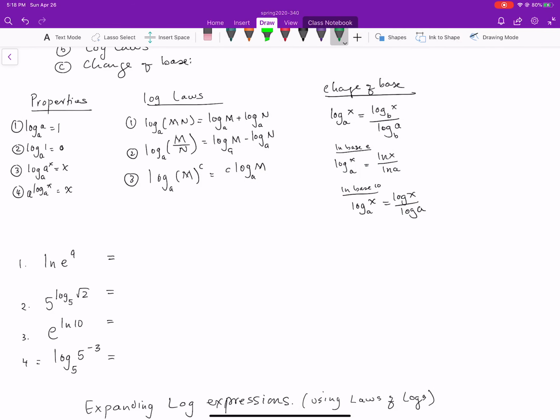ln e raised to the 9, the base is e, so the answer is 9. 5 raised to the log base 5 of 2, the answer is going to be root 2. And then e raised to the ln of 10, the base is e, so we end up getting just 10. And then this one over here, I can apply the laws and actually drop this negative 3.